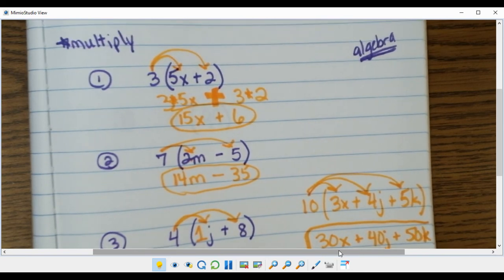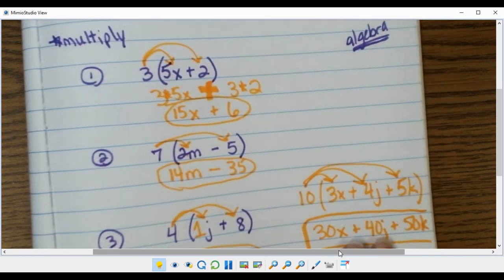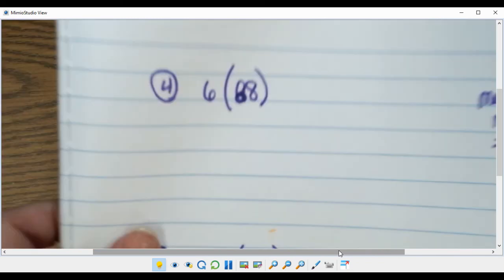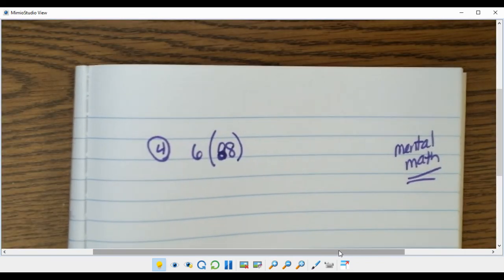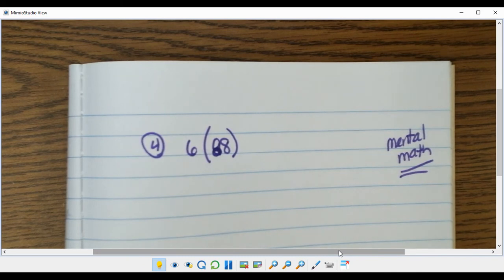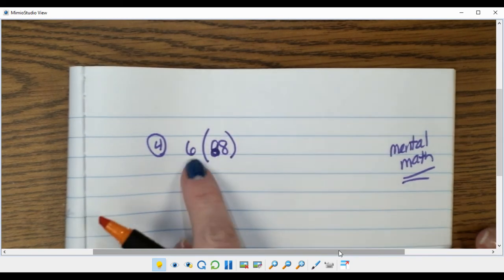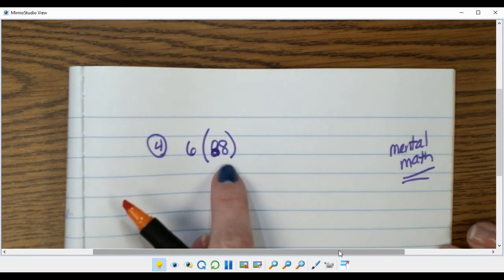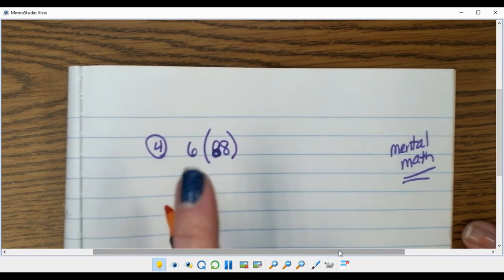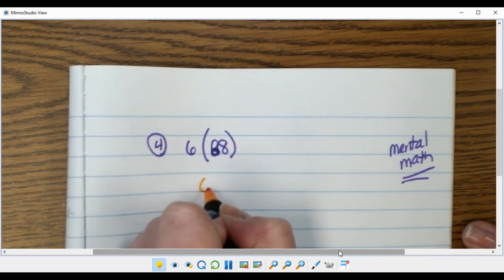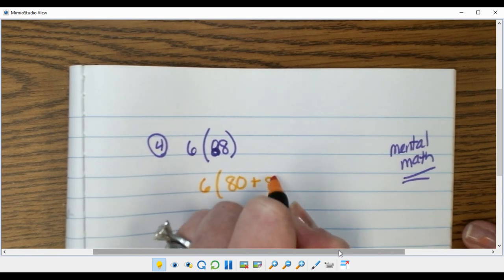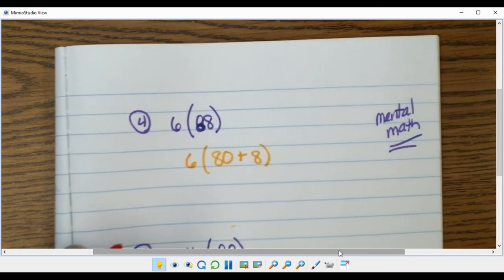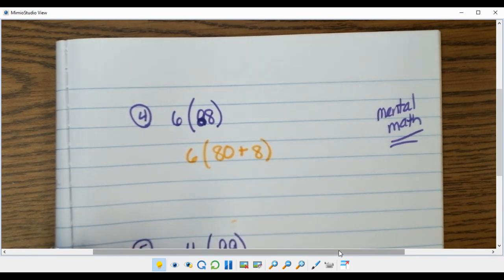With variables. Let's talk about how we can use this for mental math. And you might already do some tricks like this. We can use this to rewrite and stick strictly with numbers, no letters. So this says 6 times 88. I can't do 88 times 6 in my head. I can rewrite this though. I know that 88 is really 80 plus 8, right? 80 plus 8 is 88. Well, now it looks like a distributive property problem. Let's multiply.